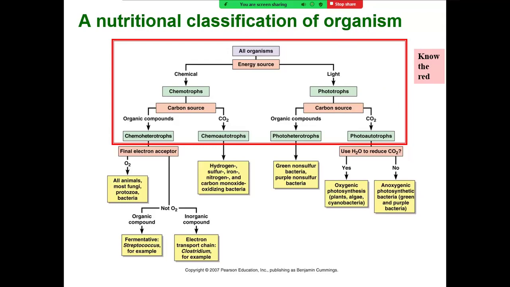All right, so let's divide the chemotrophs, which are ones that get their energy source from a chemical compound. And this chemical compound could be an organic chemical compound, such as glucose, or it could be an inorganic chemical compound, such as sulfate, hydrogen sulfide, nitrogen compound, or an iron compound. We can divide the chemotrophs by where they get their carbon source from. If they get their carbon source from CO2, then it is a chemoautotroph.